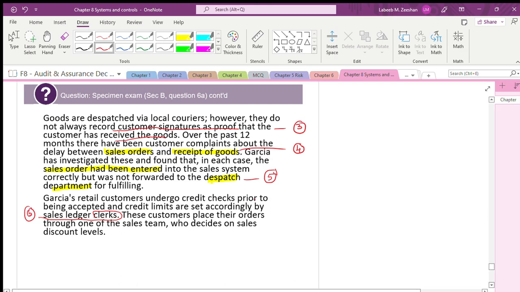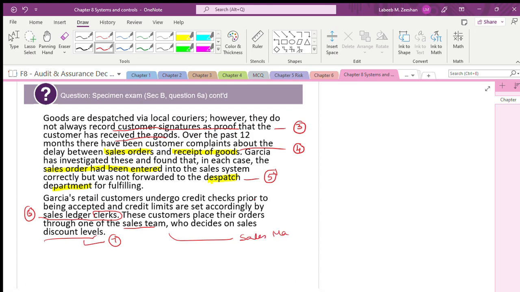fix the credit limits. These customers place the order through one of the sales teams who decides on the sales discounts. Sales teams should not fix the discounts. Again, this discount should be done by whom? Discount should be done by the sales manager at a senior level.